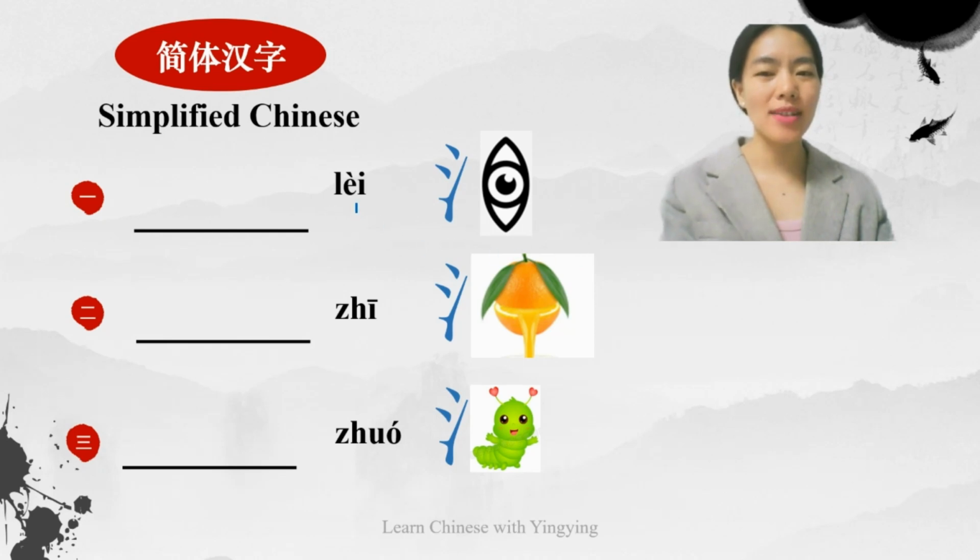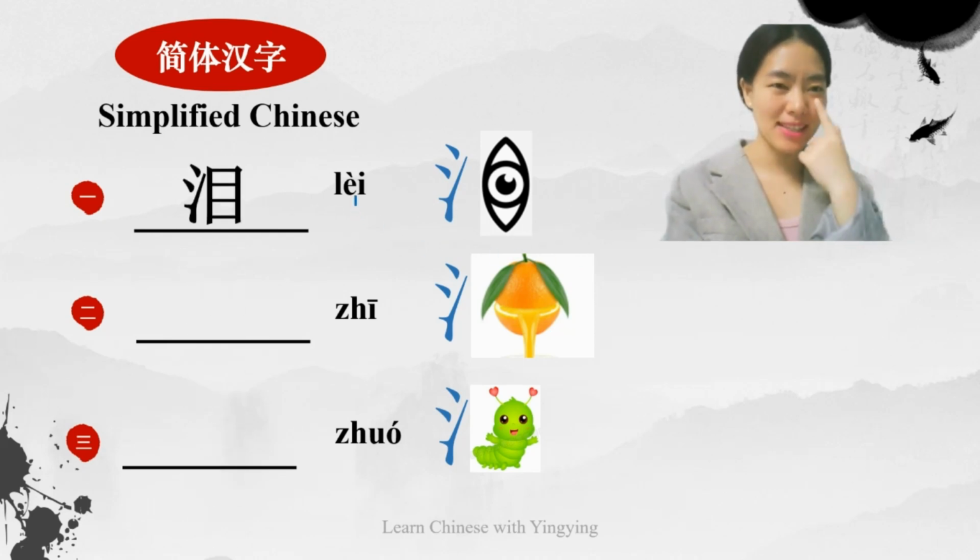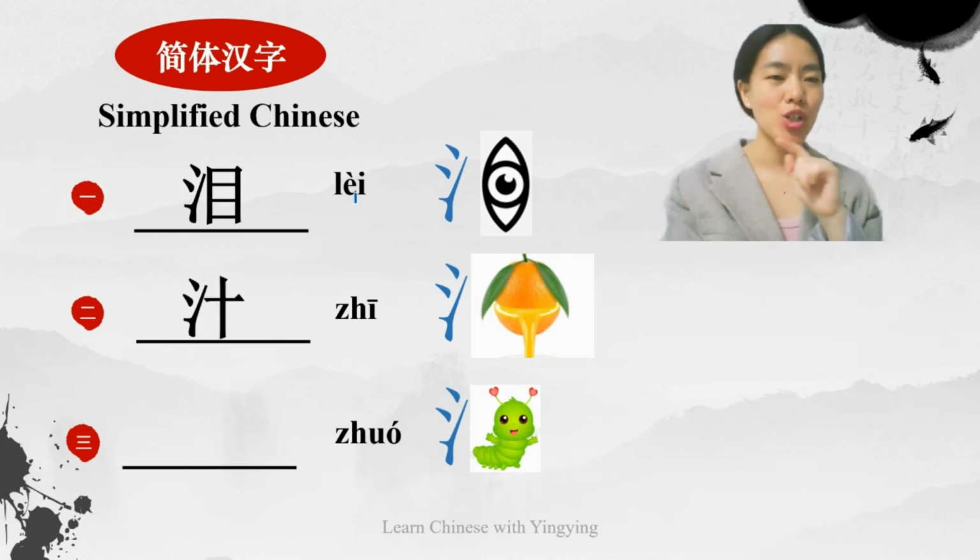So the first one is lay. Lay. It means tears. The second one is 汁. 汁. It means juice. The third one is 浊. 浊. It means dirty.